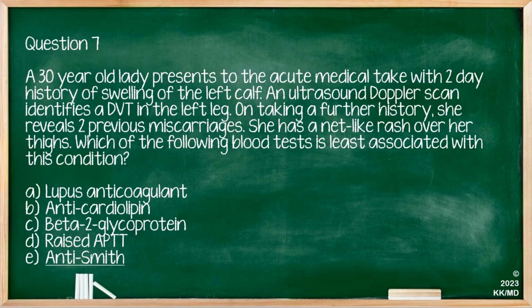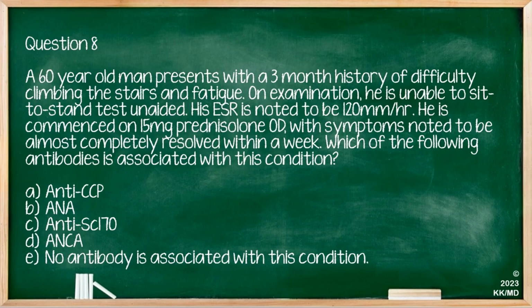Just for recap, anti-Smith is an antibody that's associated with systemic lupus erythematosus. Question 8. A 60-year-old man presents with a 3-month history of difficulty climbing the stairs and fatigue. On examination, he is unable to do the sit-to-stand test unaided. His ESR is noted to be 120. He is commenced on 50 mg of prednisolone once daily, with symptoms noted to be almost completely resolving within a week. Which of the following antibodies is associated with this condition?